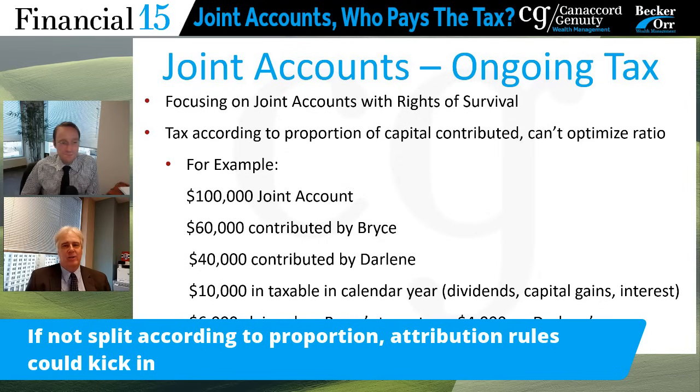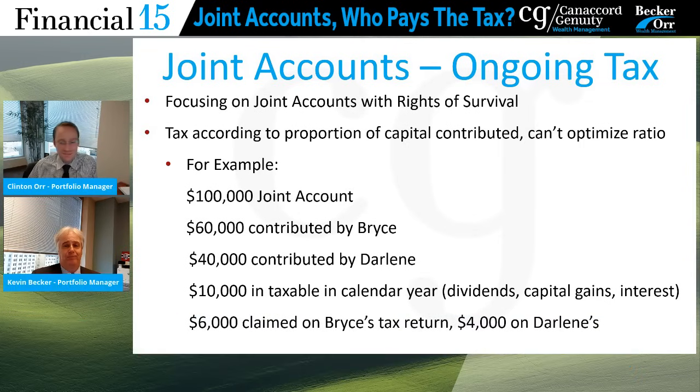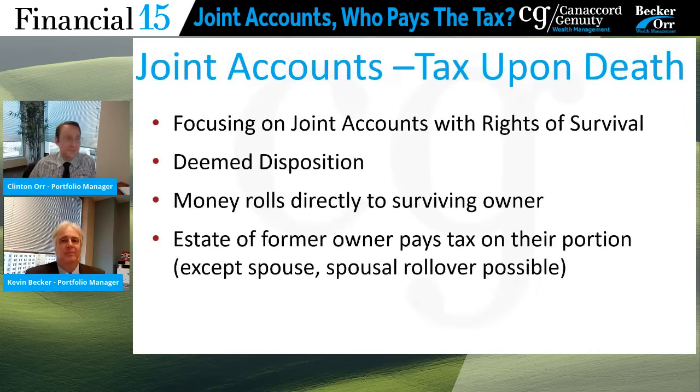So again, doing it the way that CRA wants is always the safest way to deal with it. That way you don't have to worry about ever having attribution rules come back to you. And that's a big one, where you're going to possibly have to pay more tax than what you're dealing with at this point in time. Yeah, and this is the basics there for the ongoing tax. We'll flip the slide here, talk about what happens when one of the partners in this joint account passes away.